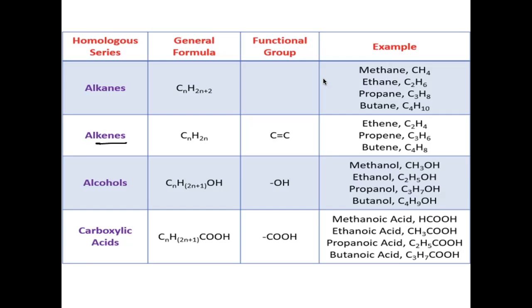General formula, CnH2n. So whatever N is for carbon, the number of hydrogen is just twice that. Because it's CnH2n and the functional group is a carbon-carbon double bond, it naturally starts at ethene, where you have 2 carbons, because you cannot have 1 carbon doubly bonded to itself. You need 2 carbons. So the first one in the series is ethene, where N is equal to 2. So it would be C2H4, and it's drawn like this. We just put on the hydrogens and we're good.